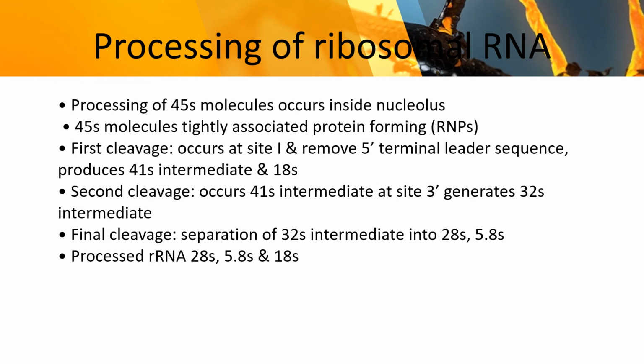The 45S molecules tightly associate with ribosomal proteins. The first cleavage occurs at site 1 and removes the 5' terminal leader sequence, producing the 41S intermediate and 18S. The second cleavage occurs at the 41S intermediate, at the 3' site, and generates the 32S intermediate. The final cleavage is the separation of the 32S intermediate into 28S and 5.8S. The processed rRNA contains, as I said, 28S, 5.8S, and 18S.